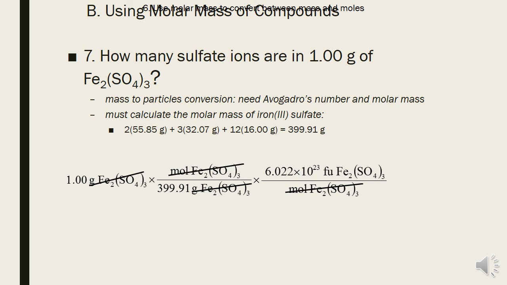So moles cancel. Now the last conversion, just simply look at the formula. If I look at my formula here, I can see there are 3 sulfate ions in every formula unit. So that's my conversion. I put it down here at the bottom so it fit. So notice the formula units of Fe2(SO4)3 will cancel. One's in the numerator, one's in the denominator. And notice on top here I have 3 sulfate ions. So I'll simply multiply by 3 at the end there. You do all that, you should get 4.52 times 10 to the 21st sulfate ions.